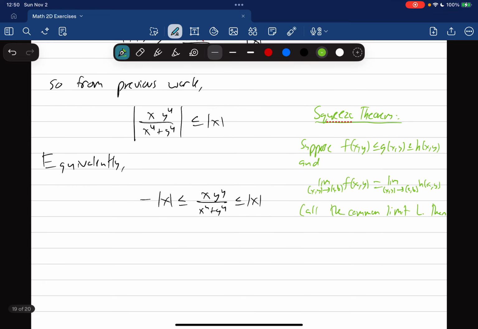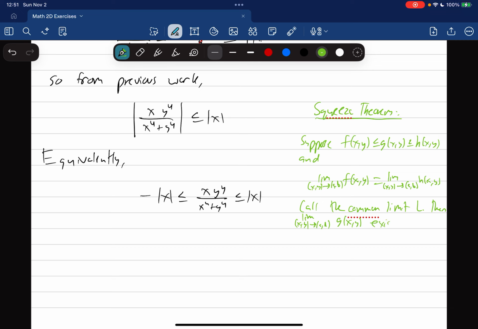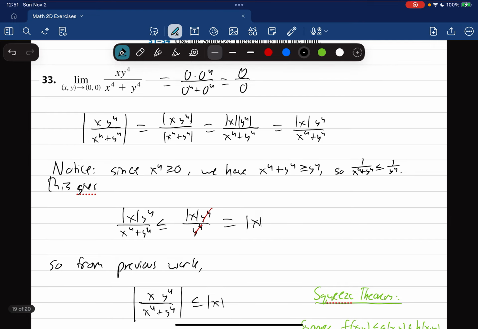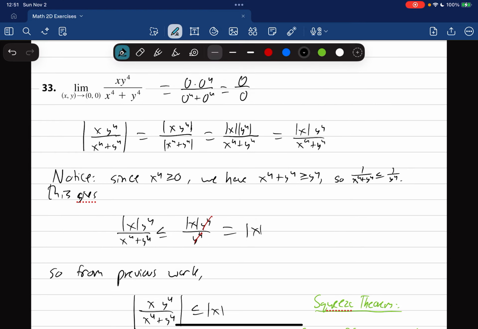Then the squeeze theorem tells us that the limit as xy goes to ab of g of xy, the middle function here, also exists. And moreover, this limit has to equal L. So that's the squeeze theorem. And okay, how are we going to apply it here? Well, scrolling back up, let me remind us that we're taking the limit as xy goes to 0, 0.